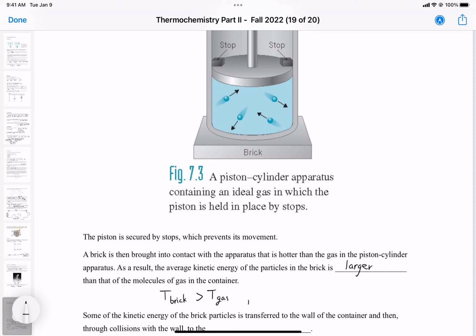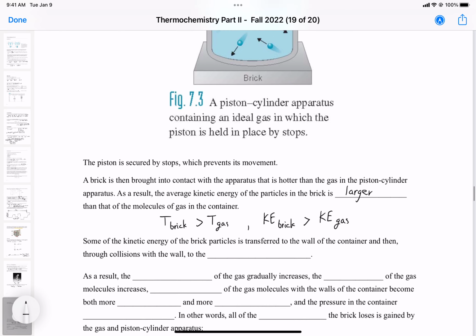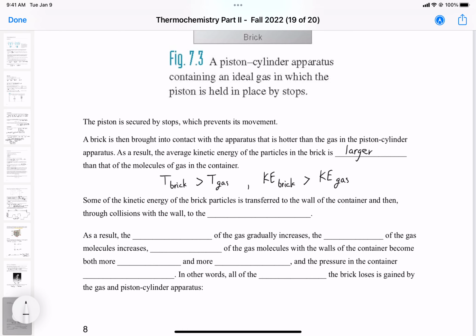And thus, we can say the kinetic energy of the brick is going to be greater than the kinetic energy of the gas. Okay? All right. So what happens? How does the energy get transferred?